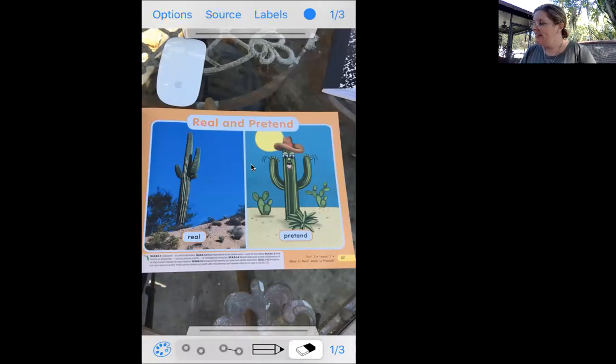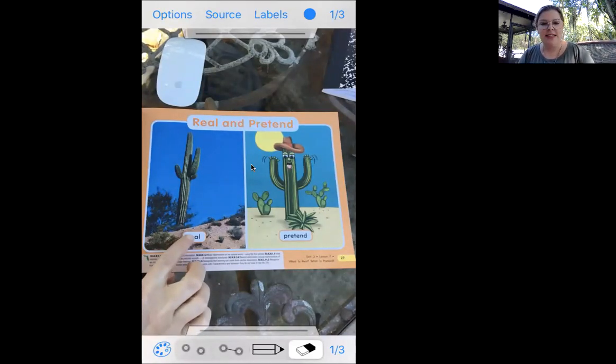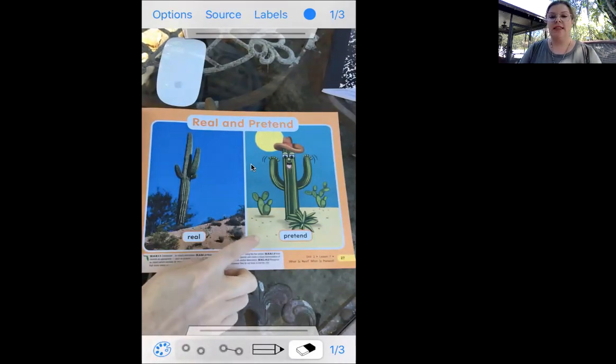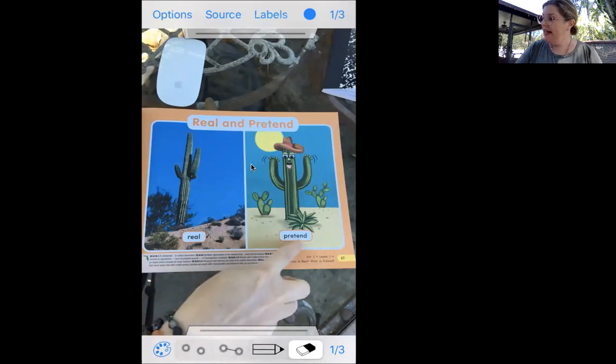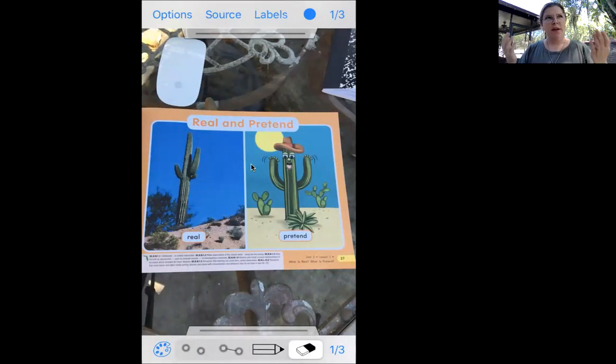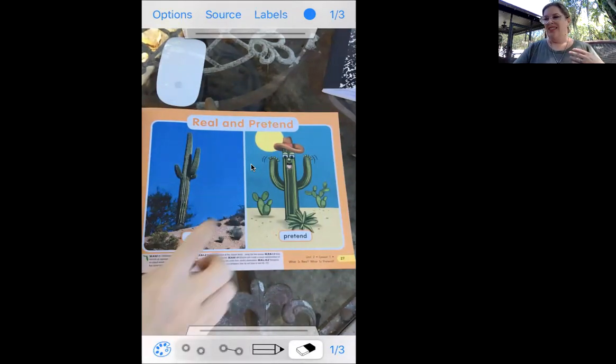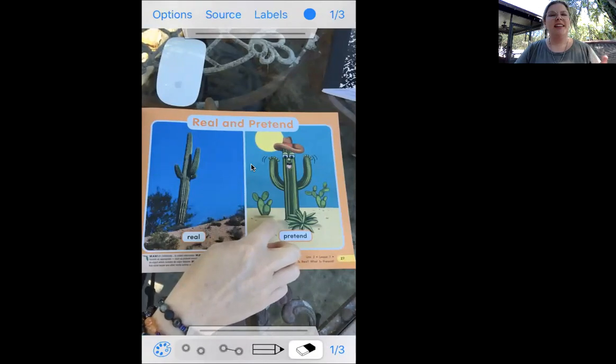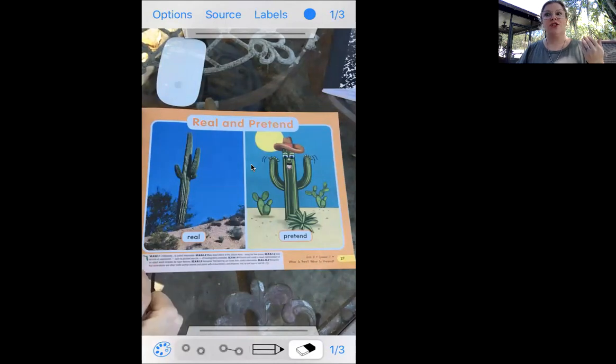Okay? And so if you take a look at this picture right here, it has labeled this photograph as real. This is a real cactus. But if you look at this illustration or drawing, it says pretend. And it has a cactus and it's pretend. What are some ways that we know that this is just pretend and not real? What did the illustrator include to show us that it's not real?